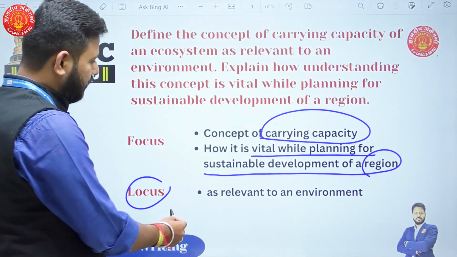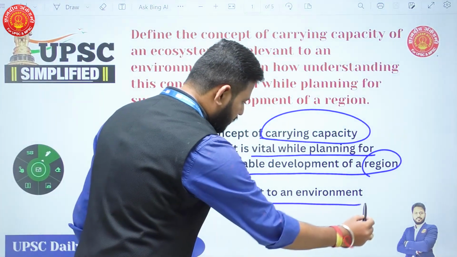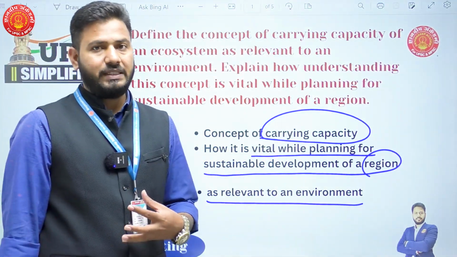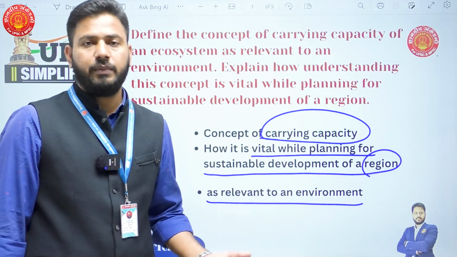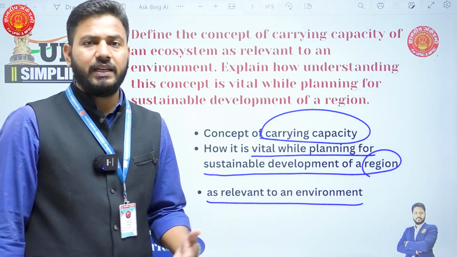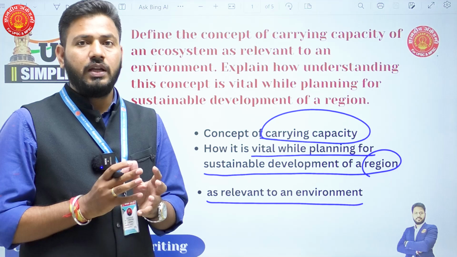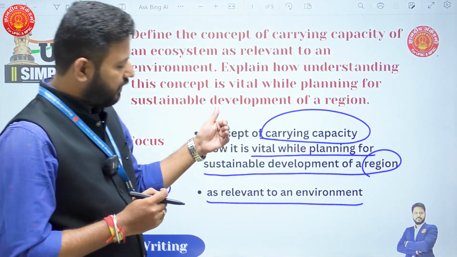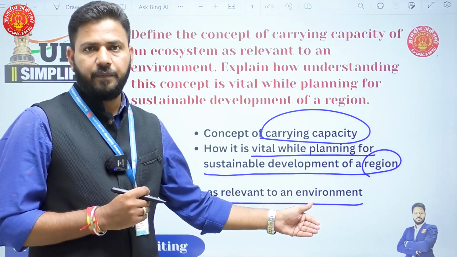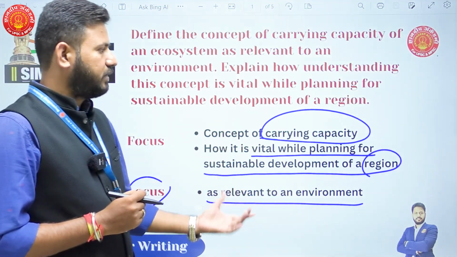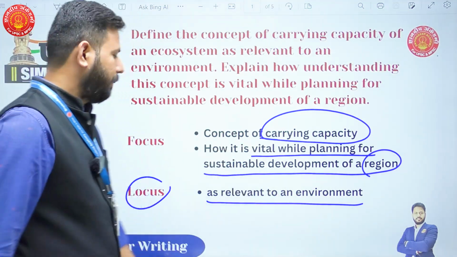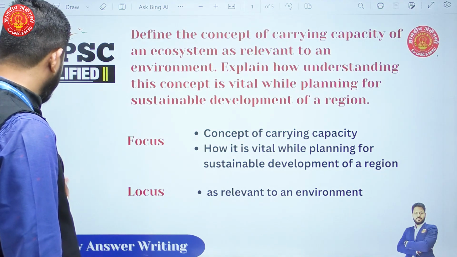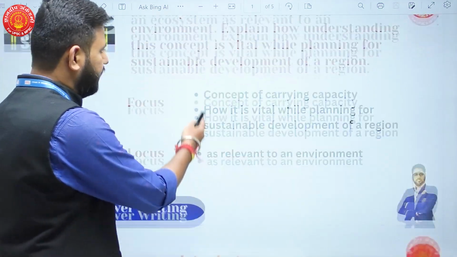What is the locus? Carrying capacity as relevant to an environment, because carrying capacity as a concept can be used in many other different ways, for urban planning also, for a city also. But here we are trying to explain it in relevance to environment. So two focuses and one locus in the question, and let's see how you can apply the concept of carrying capacity to sustainable development.